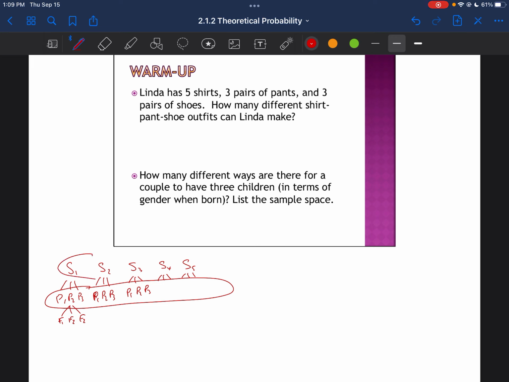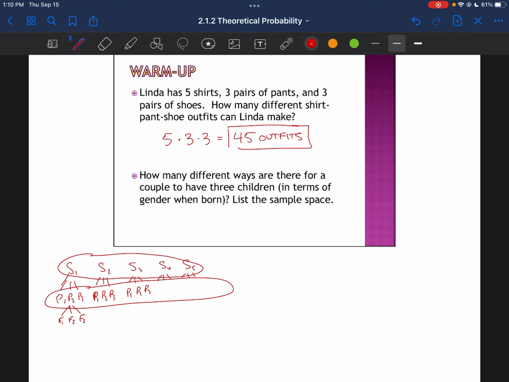Well, we take the number of shirts and we multiply it by each shirt has 3 combinations. So for each shirt, you multiply by 3, and that's the number of combinations. And then for each shirt and pants, we have another 3 combinations, so we multiply by 3 again. We basically take these numbers and we multiply them together. And so the number of shirt, pant, shoe combinations that Linda has is going to be 5 times 3, which is 5 times 9, which is 45. So there are 45 outfits that Linda can use.